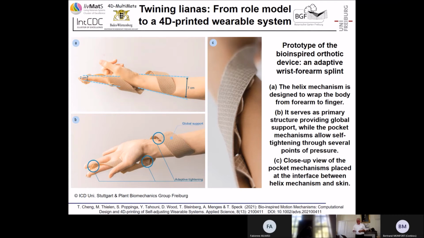What's happening then? Here you have our prototype. We have just now had contact with a medical technical company who wants to build it. The idea is, first you have the helix mechanism, triggered by the humidity of the skin, which wraps around your arm, your ankle or your finger. Then you have a wrist forearm splint. This is a primary structure providing global support. Then the pocket mechanism starts with some delay and pressurizes and fixates it, as you see it here. So it will never slip.